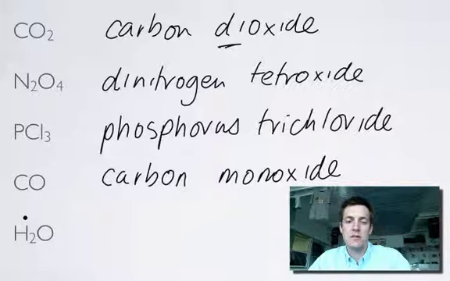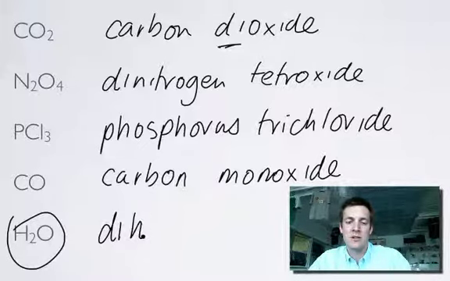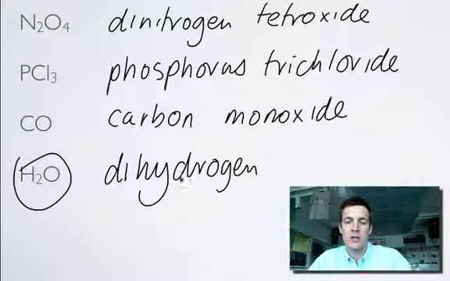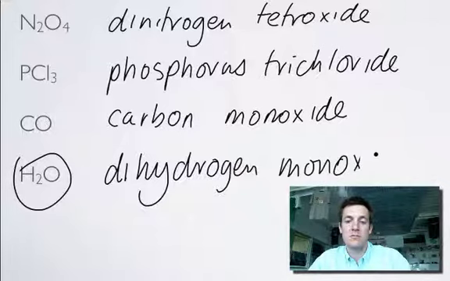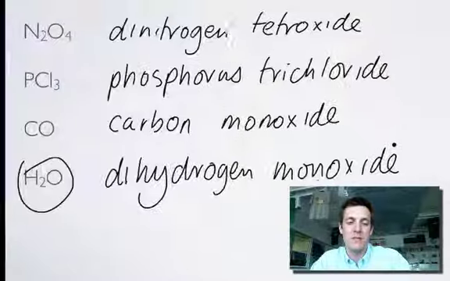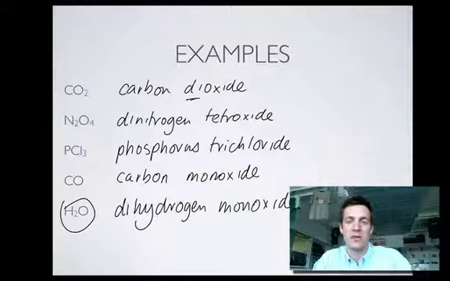And here's one that might be familiar to you. We could call this dihydrogen monoxide, because there's 2 hydrogen atoms joined to 1 oxygen. There's nothing wrong with calling it that. It's just that lots of people in everyday life wouldn't know what you were talking about. So we have a more common name for dihydrogen monoxide, and that's water.